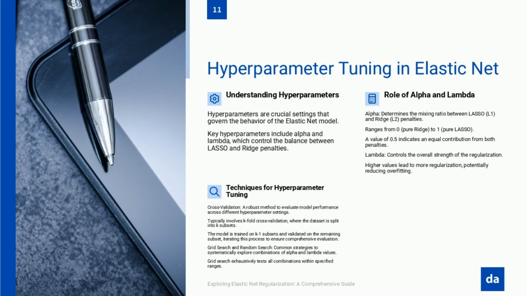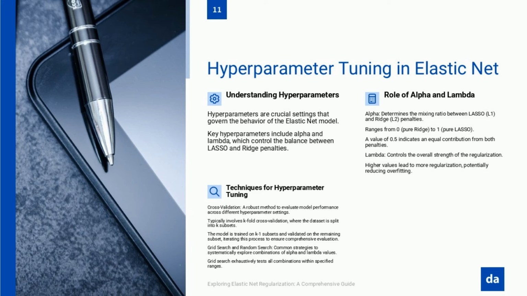First, let's break it down. Elastic Net has two key hyperparameters, lambda and alpha. Lambda controls the overall strength of the regularization, while alpha determines the balance between Lasso and Ridge. If you get these wrong, your model either becomes too simple and misses important patterns, or becomes too complex and memorizes noise. That's why tuning is so important. So how do we find the best values?